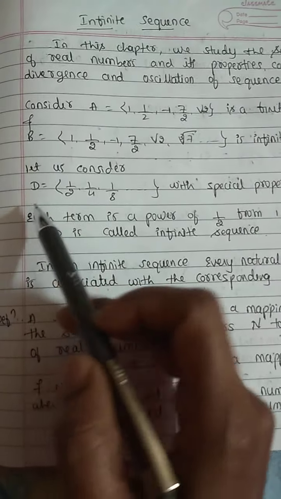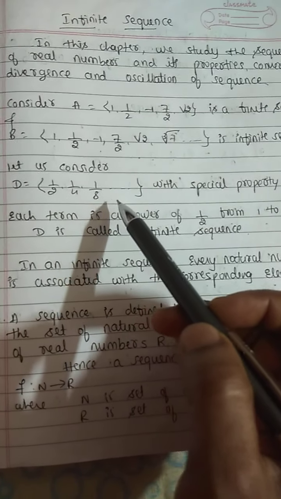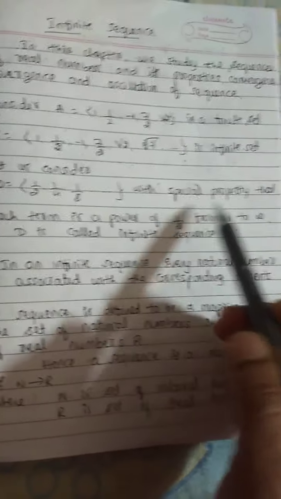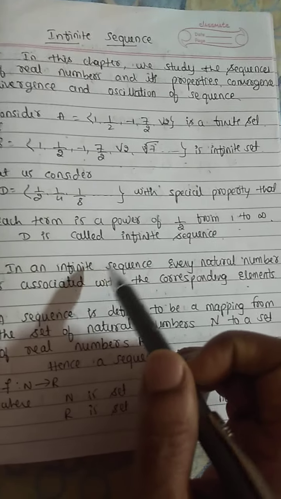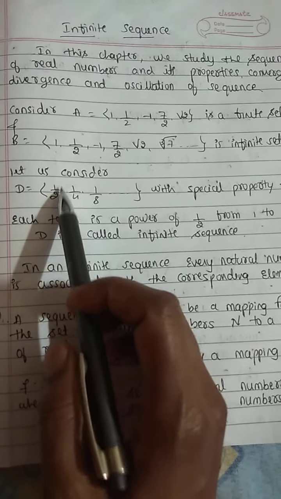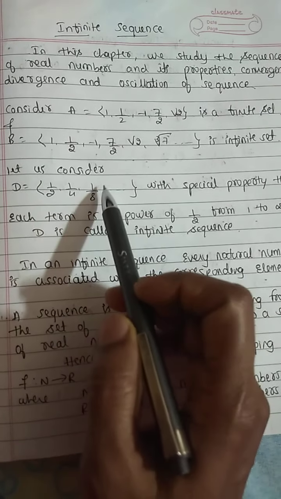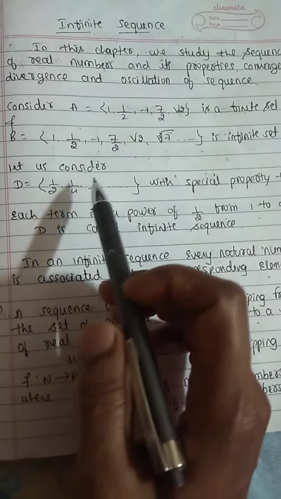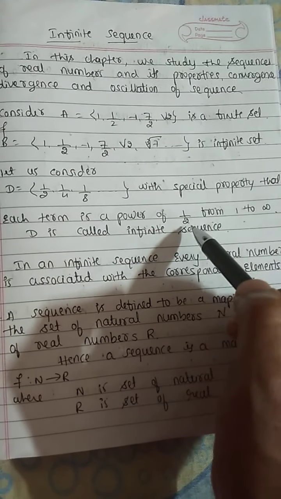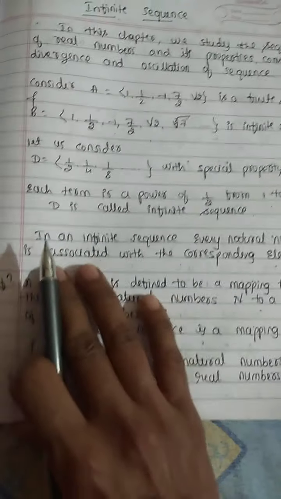Now consider the set D equals the set of 1 by 2, 1 by 4, 1 by 8 and so on and so forth, with a special property that each term is a power of 1 by 2. Here 1 by 2 is 1 by 2, 1 by 4 can be written as 1 by 2 whole square, 1 by 8 can be written as 1 by 2 whole cube. Here each term is a power of 1 by 2 from 1 to infinity. So D is called an infinite sequence.